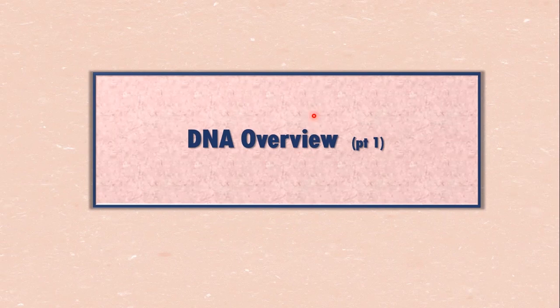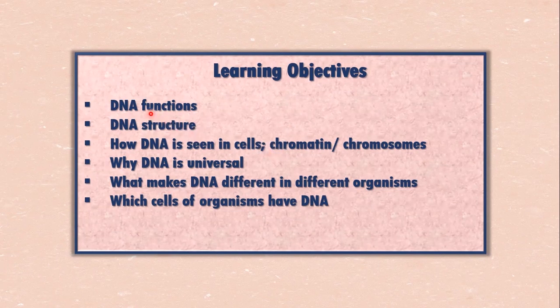Today we are starting our lessons on DNA. In this lesson, our objectives are that by the end of the lesson we will know something about DNA functions, DNA structure, how DNA is seen in cells as chromatin or chromosomes, why DNA is universal, what makes DNA different in different organisms, and which cells of organisms have DNA.